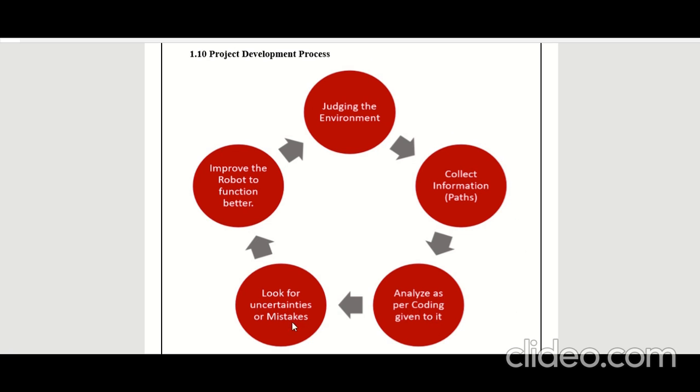Then it looks for uncertainties or mistakes. There are many uncertainties. The environment is very uncertain, so the program should look for these uncertainties for the better and improved function of the robot. So this was our project development flowchart.